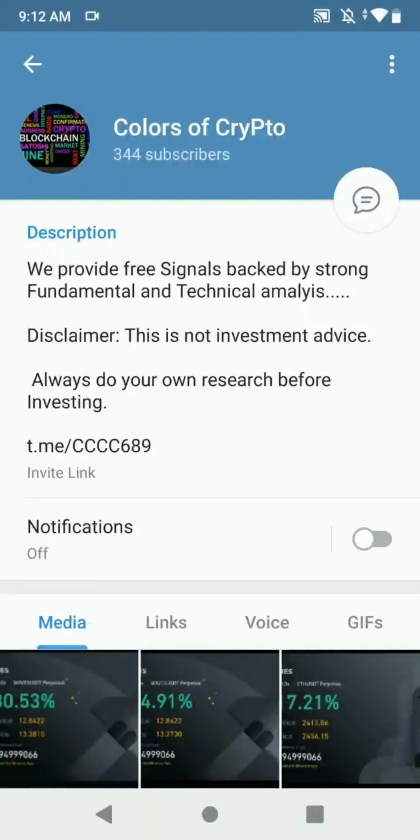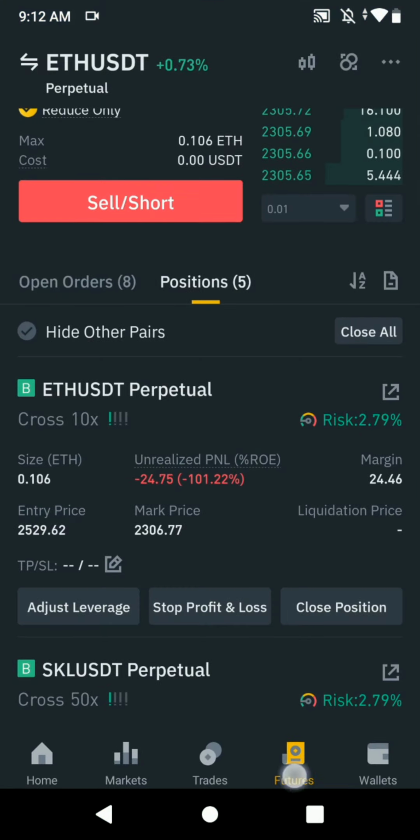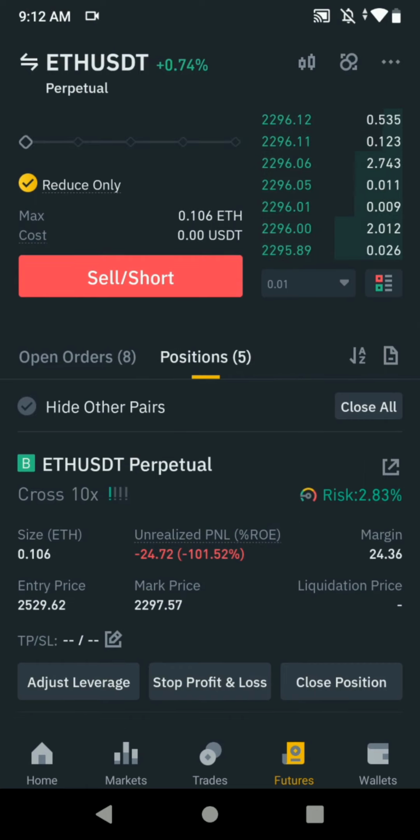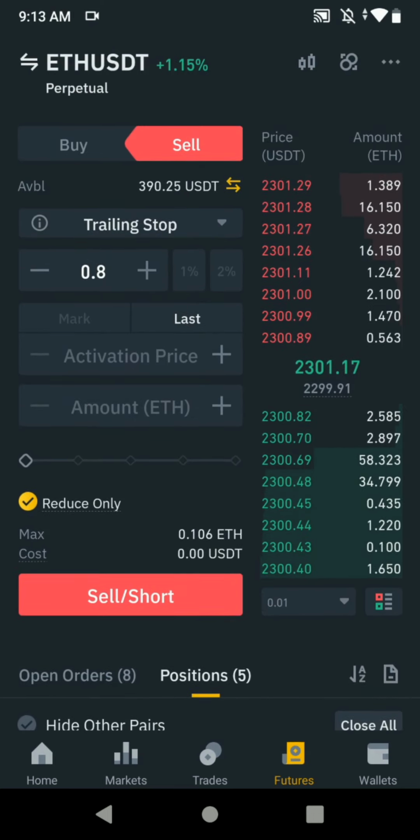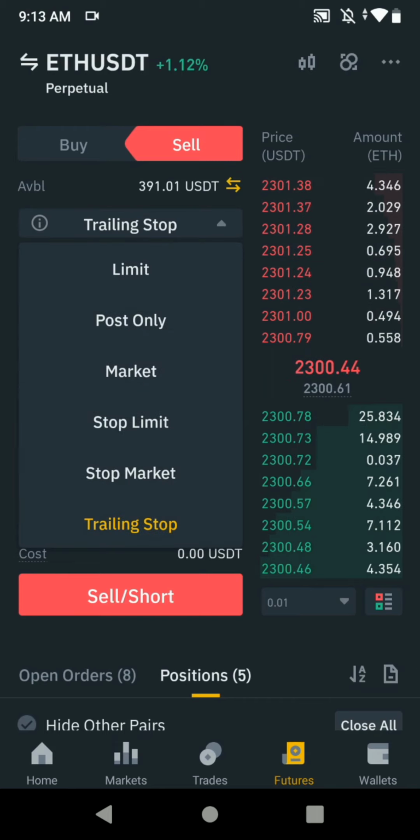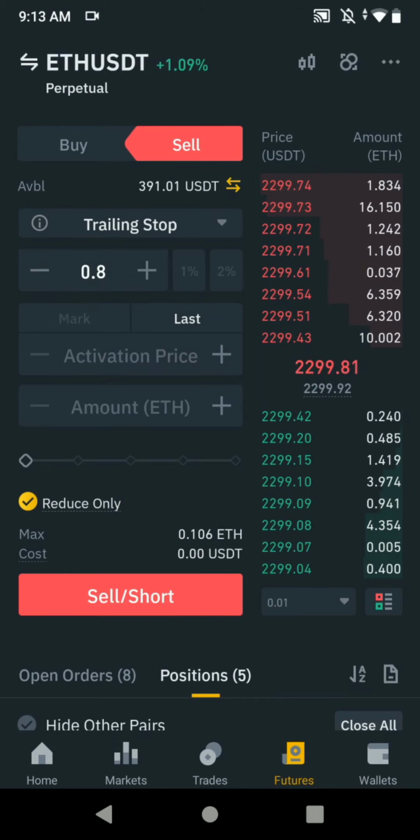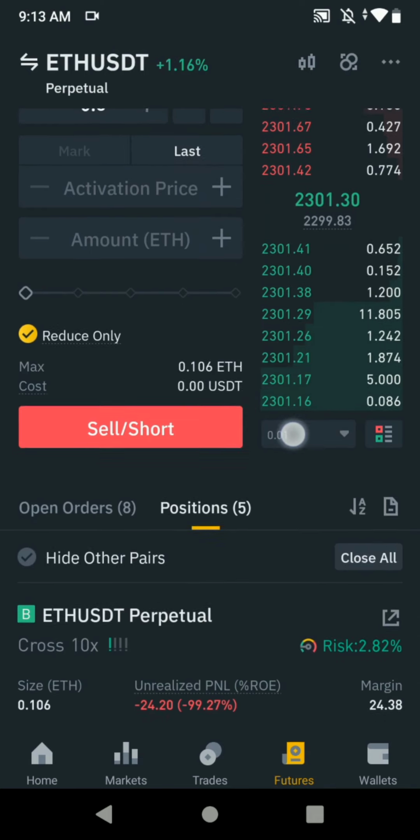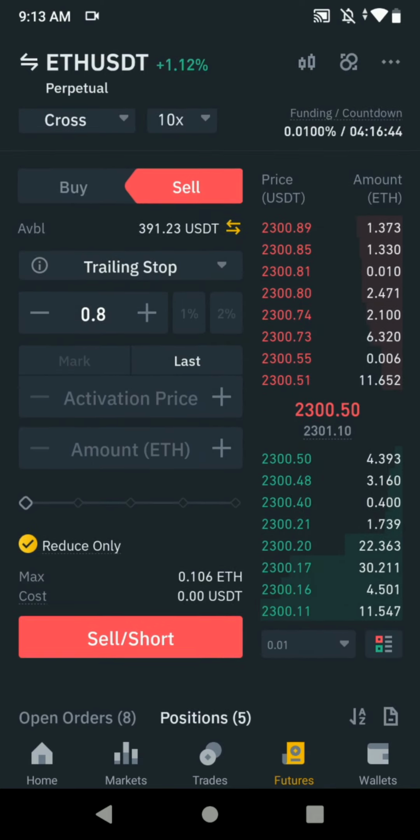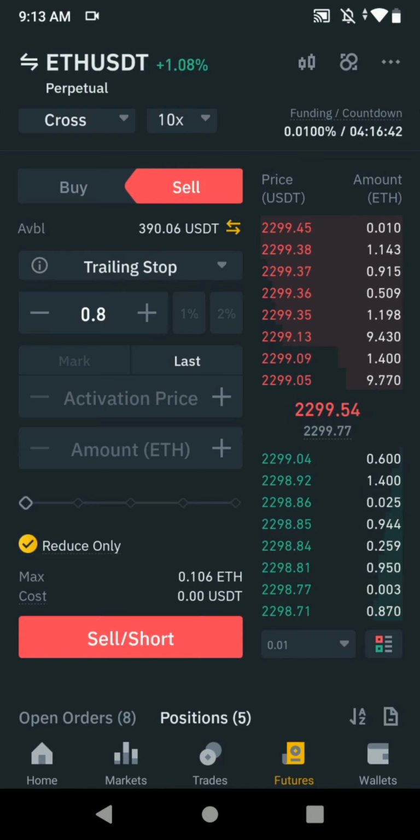So before that, let me go to the Binance app directly. Here we will go to the futures tab. As I have taken a position in Ethereum, it's at a PNL of minus 24.60. So for putting a stop loss, I will go to the trading page of Ethereum. Here below the buy and sell tab, I will go to the sell tab. If this is a long position, we will go to the sell tab, and if this is a short position, we will go to the buy tab.